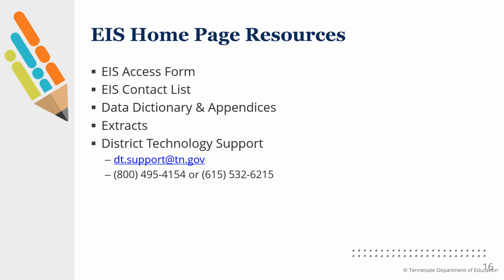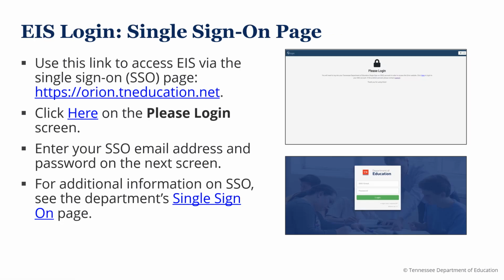For assistance, please contact the district technology support team at the email address and phone numbers shown here. To log in to EIS, you'll use the single sign-on page. You'll see that the Orion URL is provided here. That will bring you to the login screen. Click here. That will bring you to the second screen where you will enter your single sign-on email address and password.